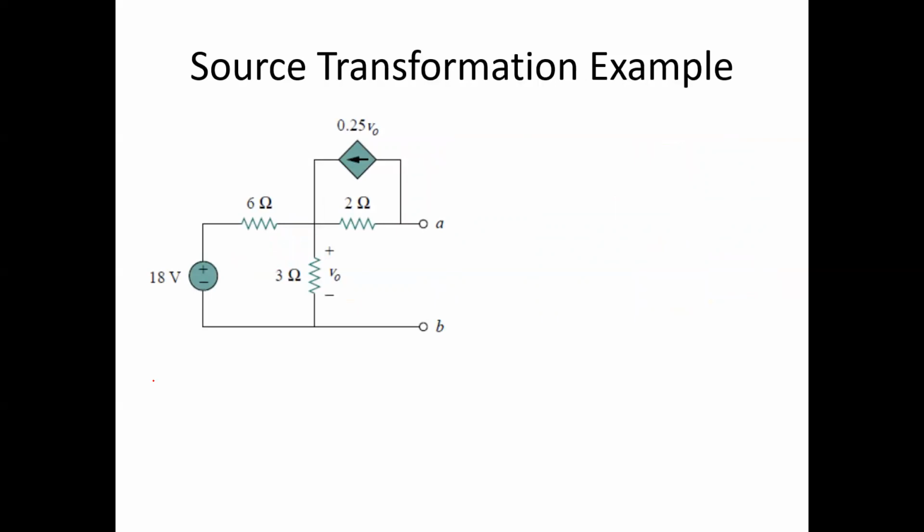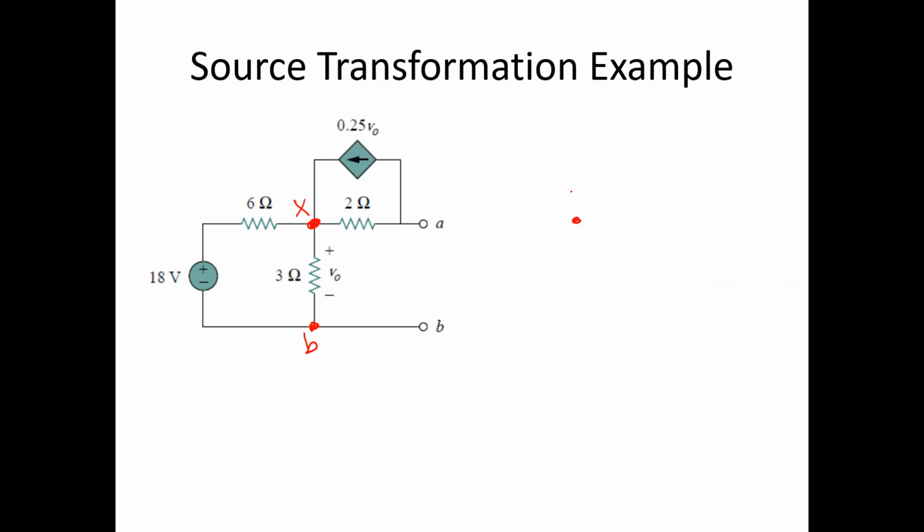Again, let's look at an example. In this example, there's two source transformations that can be done. The first is the series combination of the 18 volts and the 6 ohms. The first thing that you need to do is identify that they're a series combination, and then identify the nodes which spans that series combination. So in that case, it's going to be this node here. Let me label it X. And this node here, which has already been labeled B. And now they're going to be in parallel.